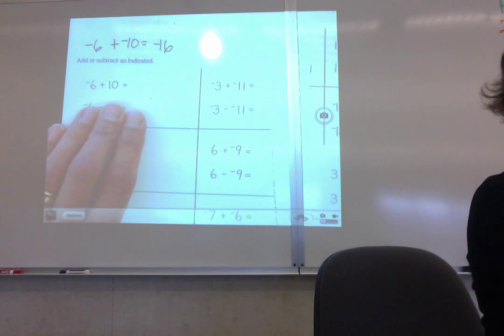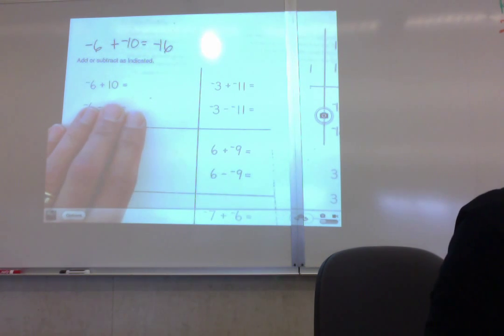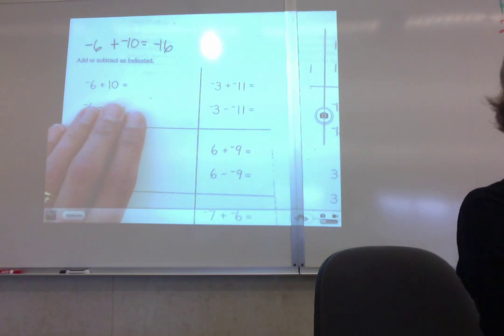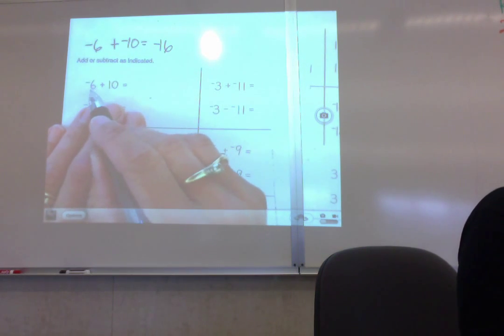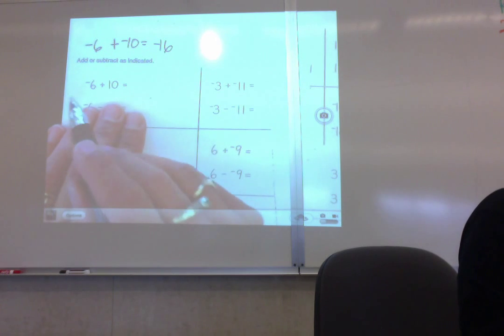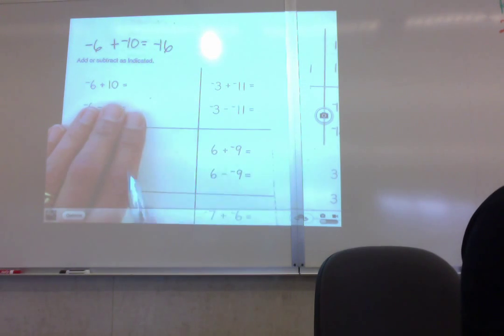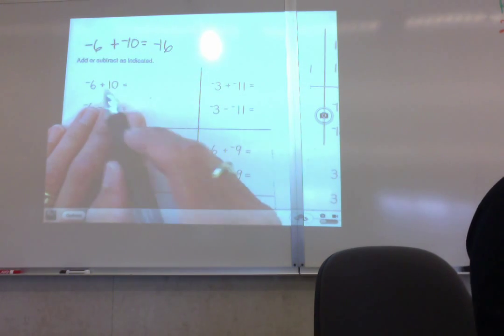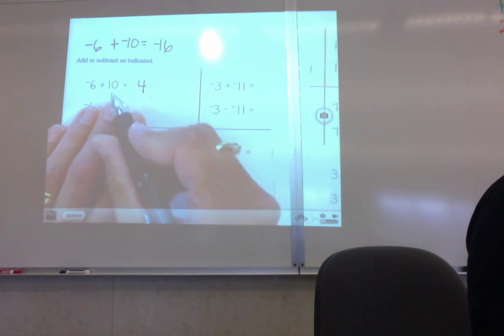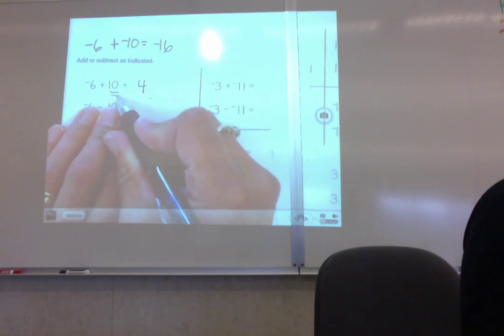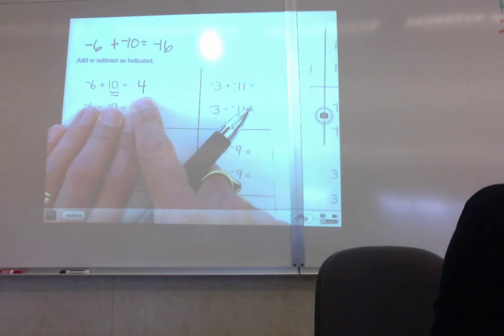10 minus 6. Yeah. You subtract the 2. If they're different, you got to figure out how different are they. Subtract the 2. And then how do you know whether the answer is going to be positive or negative? Yes. Take the bigger number. So if I subtract 10 and 6, that's 4. And the bigger number is positive. So positive 4. Okay?